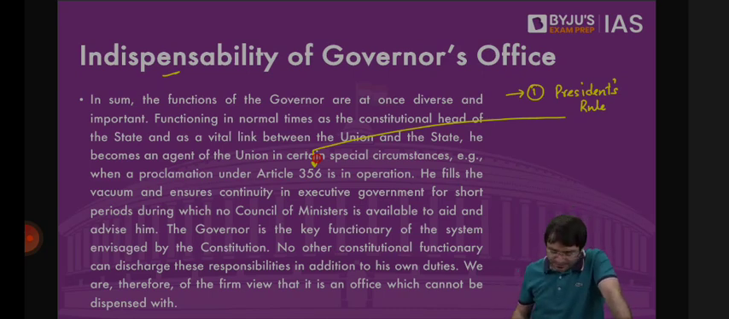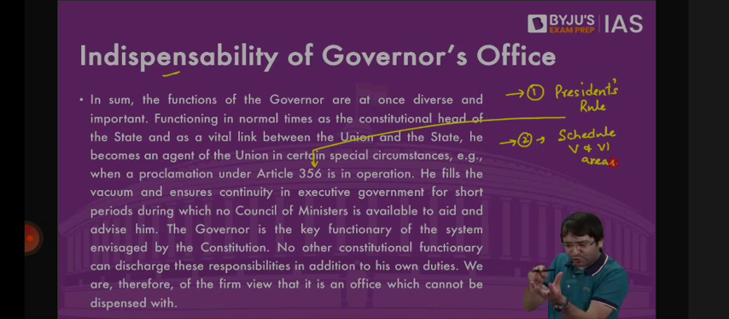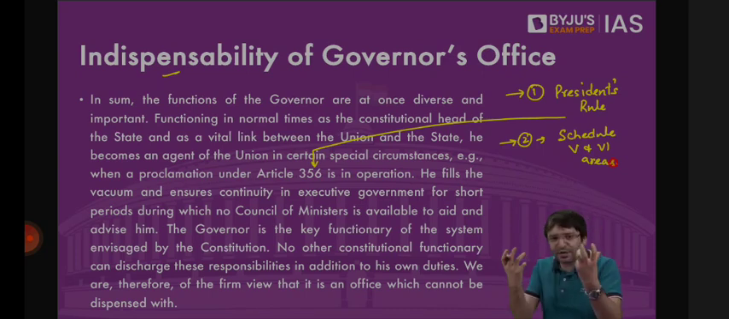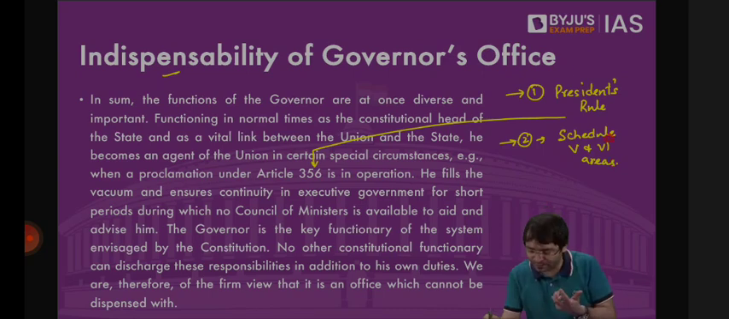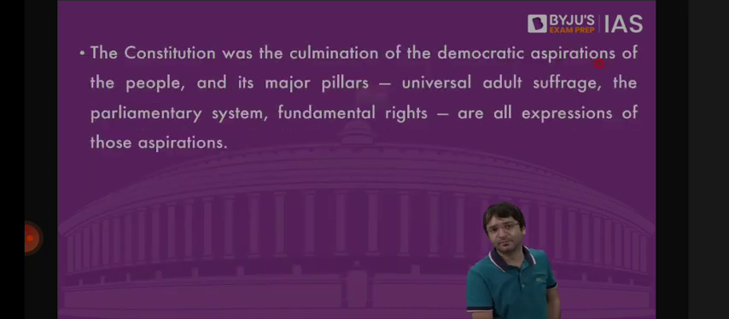Similarly, in Schedule 5 and Schedule 6 areas, which again we will discuss today, there are some areas where there is a significant tribal population. Those areas are administered as tribal areas. And it is the responsibility of the governor to ensure development of these tribal areas, to ensure that their interests are taken care of, because the state may discriminate against them because they are in a minority. Who can we imagine performing this task except the office of the governor? That is why we need the office of governor. So the office of governor is indispensable.